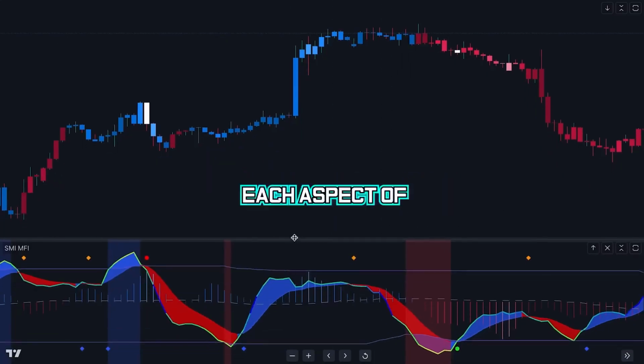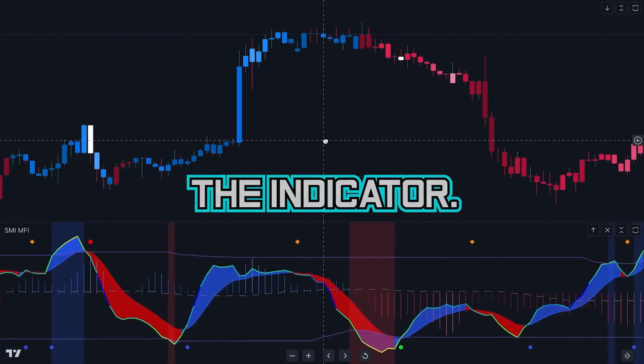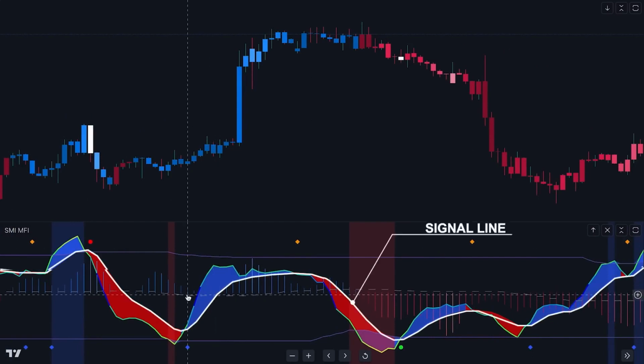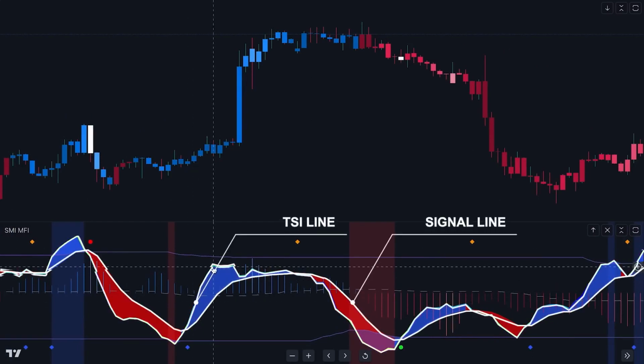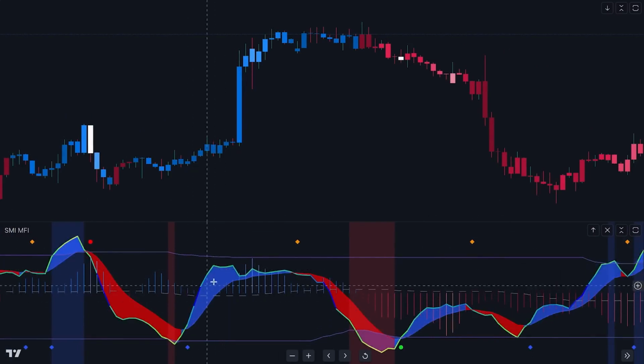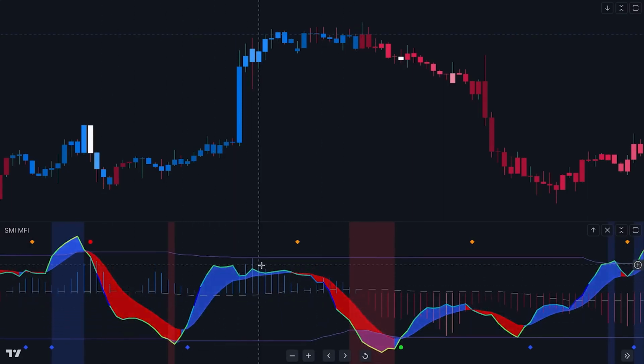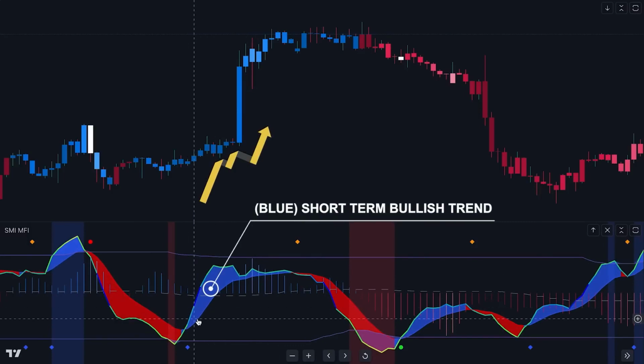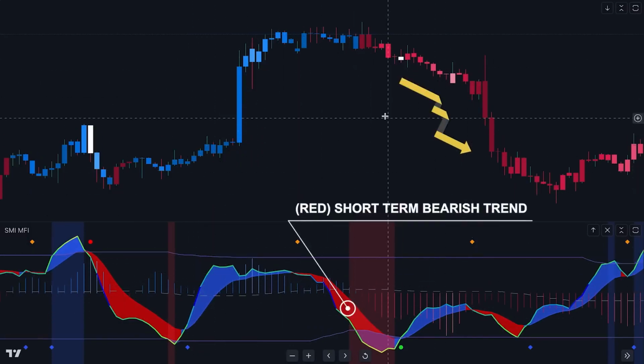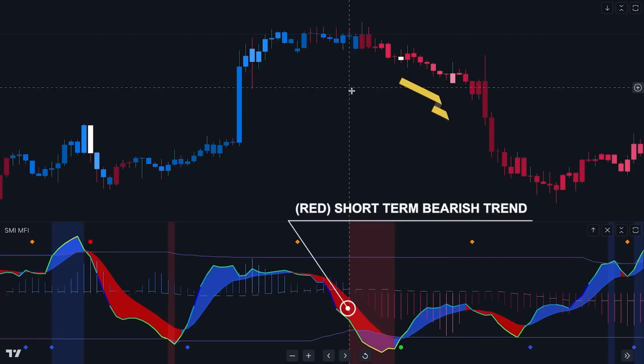Let's quickly go over each aspect of the indicator. First, we have the signal line and the TSI line, or True Strength Index. The area between these two lines is shaded to help predict trends. Typically, when the color is blue, this indicates that a short-term bullish trend is likely, and when red, this indicates a short-term bearish trend is likely to form.